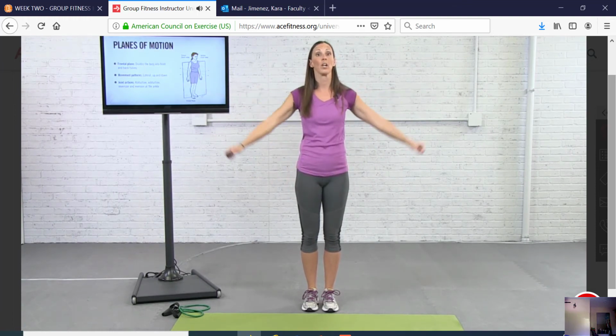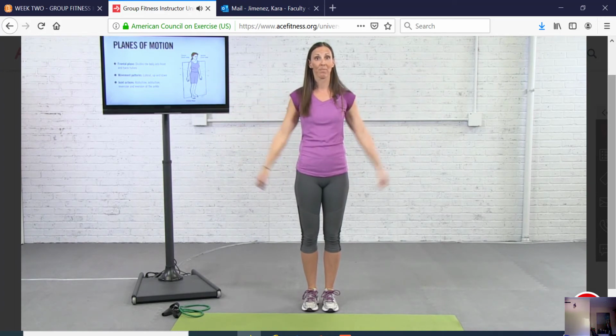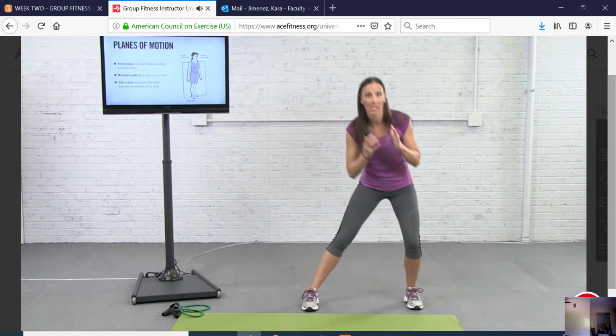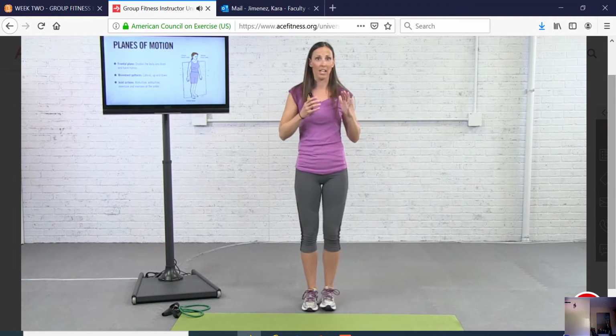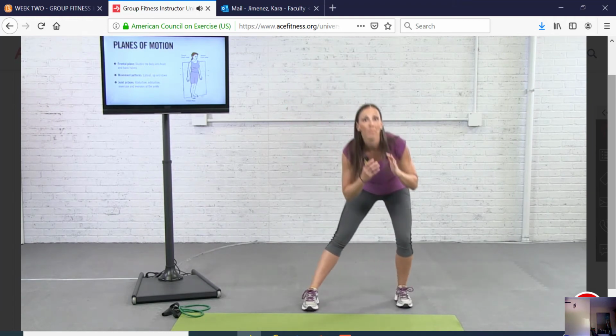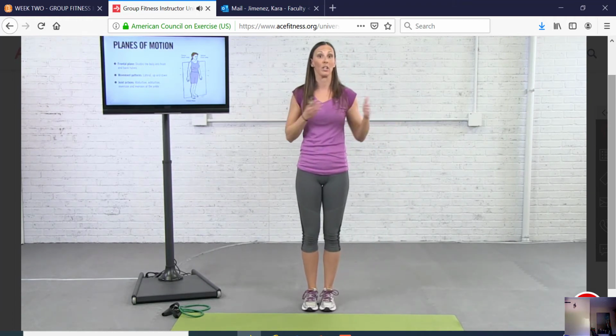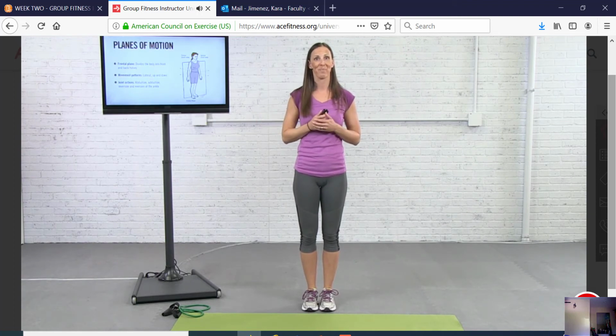Lateral raises occur in the frontal plane. Lateral lunges occur in the frontal plane. Shuffling occurs in the frontal plane.